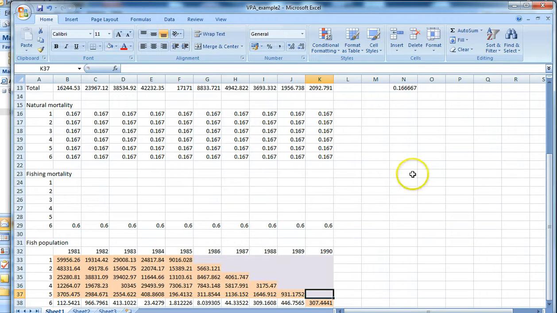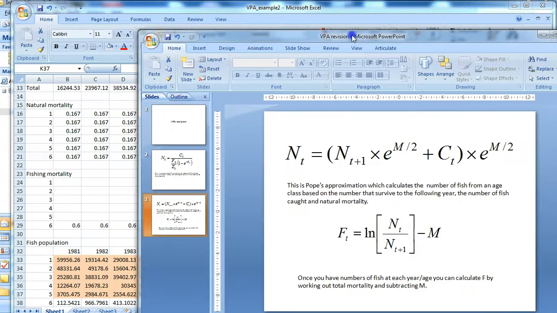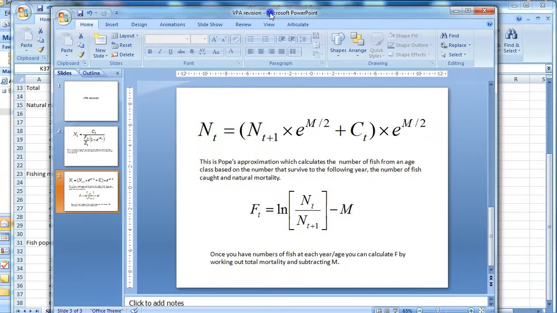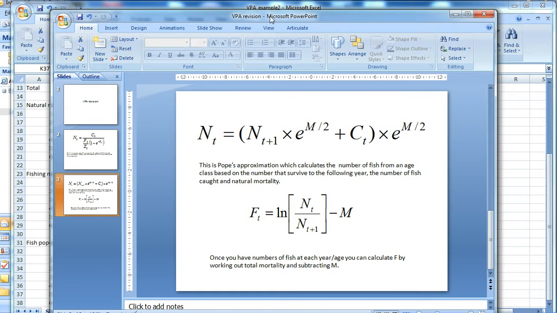Right, so we've got that, but we want to know what fishing mortality is for each year, because that's kind of important to us, and we might be able to tell some more of our story from that. Okay, so how do we work out fishing mortality? Let's go back to Pope's equations. These are all on the sheet that you'll be given in the exam, by the way, so you don't have to remember these. You just really need to know how to apply them.